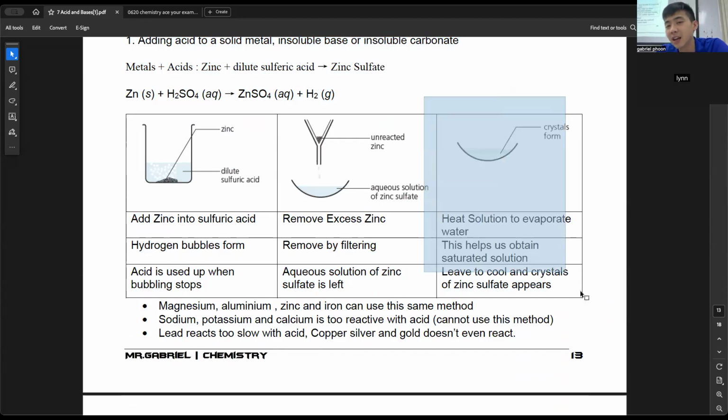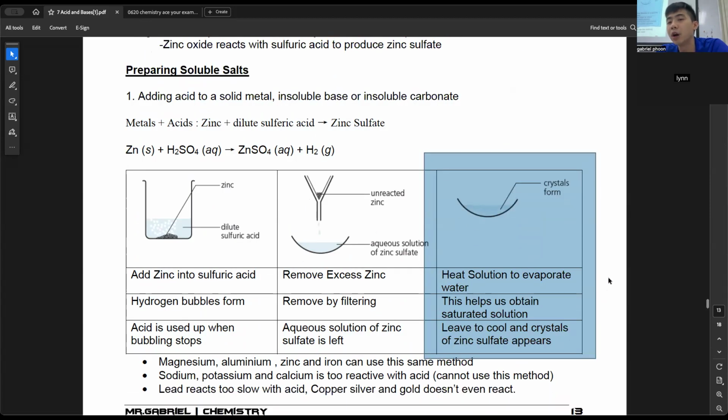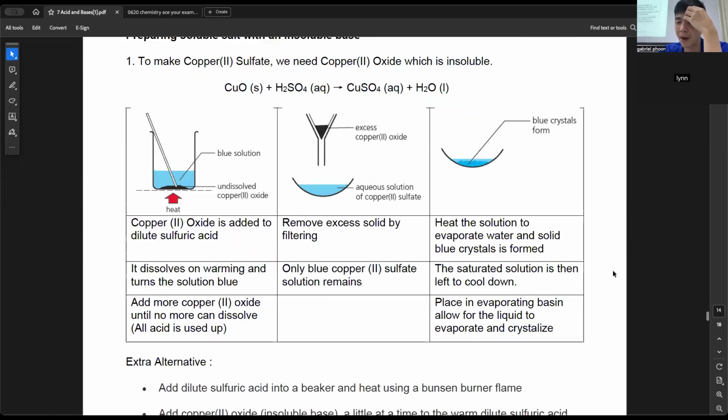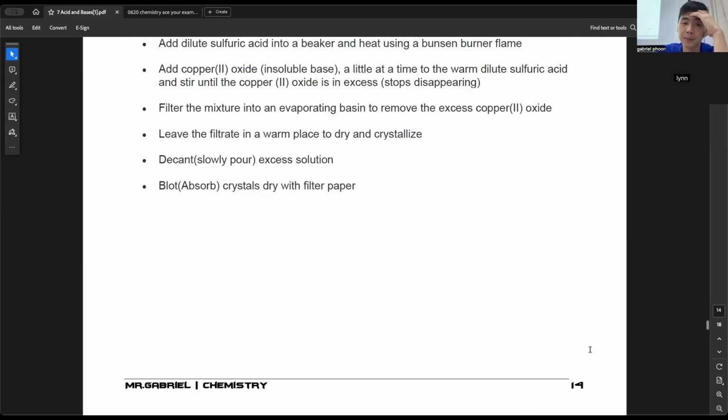Anyways, I emphasize that the common thing you see between these preparations of salt is always to either filter it, or evaporate it, or heat it up to form crystallization of the salts, guys. You'll see that this is very common in your papers. Especially later on, there might be some questions that they will test you on this. I want you to know that it's always standard. Usually it will be filtered, heated, and evaporated. These three are quite standardized.